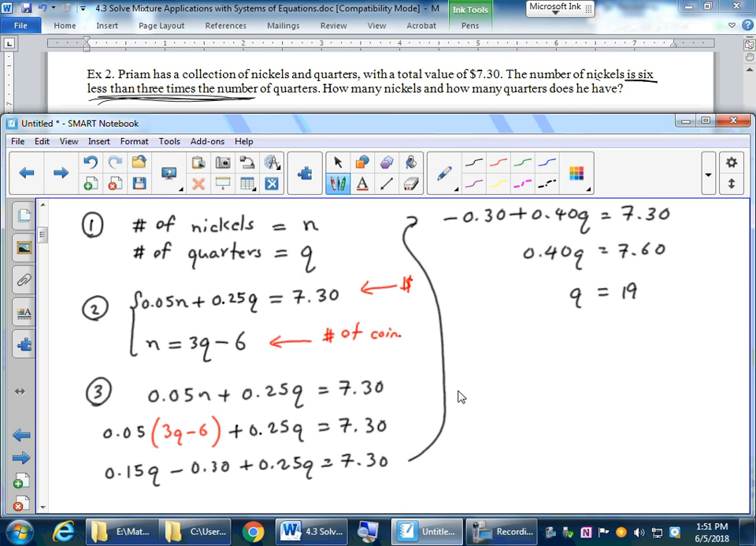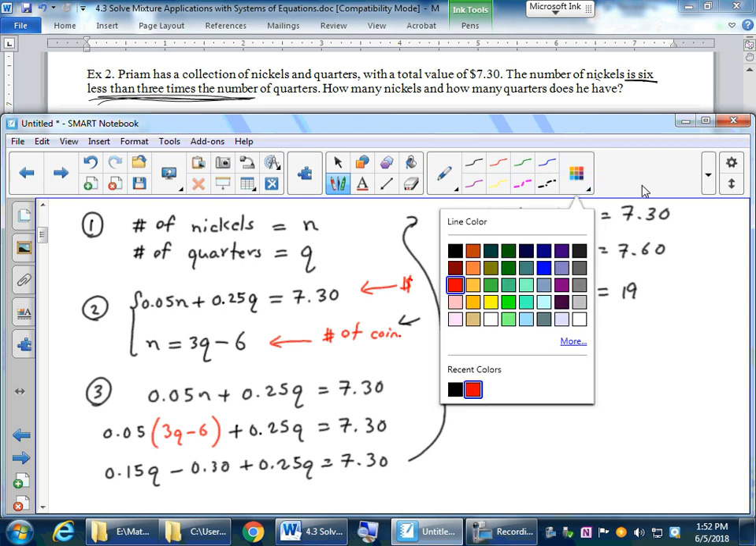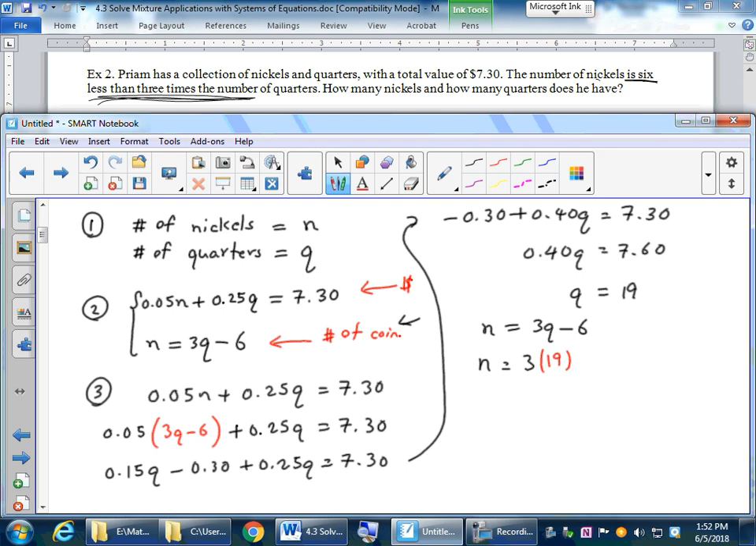So now we know that there are a total of 19 quarters. I need to know the nickels, so I'm going to substitute into this equation. So n is equal to 3q minus 6. N is equal to 3 times 19 minus what? 6. So therefore my n is equal to 3 times 19. That gives us 57 minus 6. So n is equal to 51.